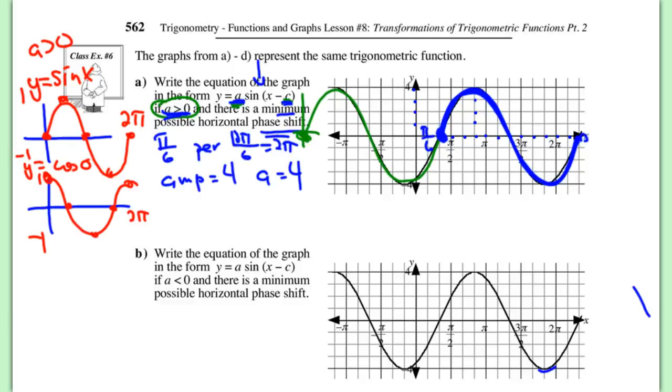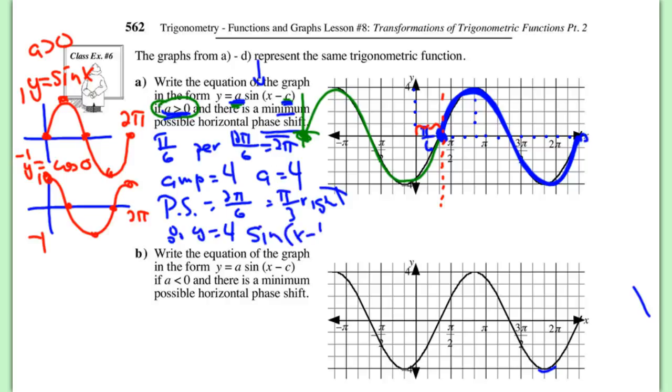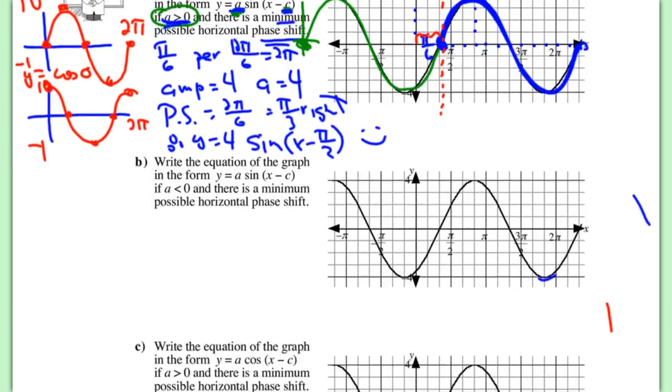And secondly, what's my phase shift? Well, my phase shift, I'm going to use, that's my imaginary axis. My phase shift went 2 spaces over, 1 and 2. So my phase shift is actually 2 spaces, which would be 2 pi over 6, or pi over 3 to the right. So what's my equation? Therefore, my equation is y equals 4 sine of x minus pi over 3. And all is good.